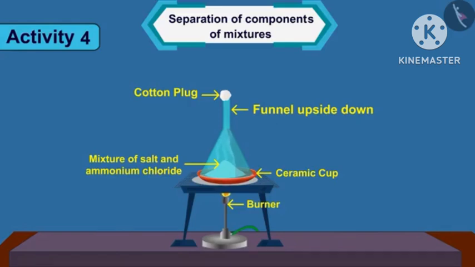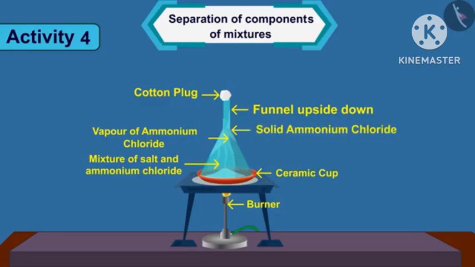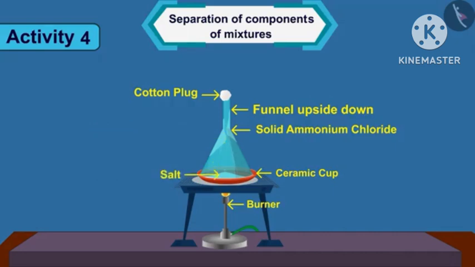As the cup is heated, the vapor of ammonium chloride rises upwards from the cup, and after some time, this vapor starts to settle on the cool surface of the funnel. Keep the ceramic cup warm until the vapor stops coming out of it. Now, turn off the burner and scratch out the solid ammonium chloride in a bowl.